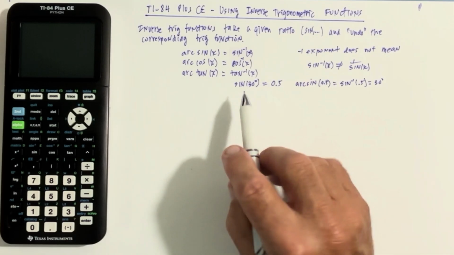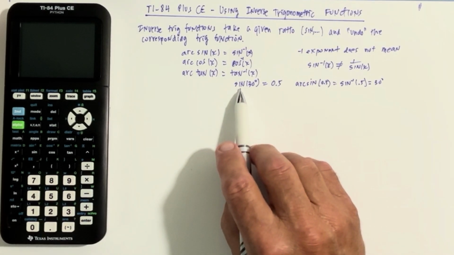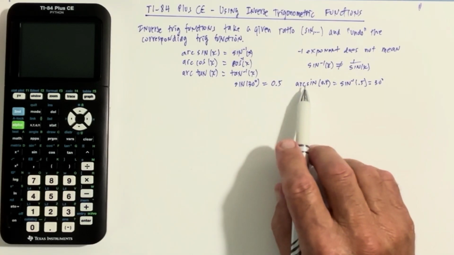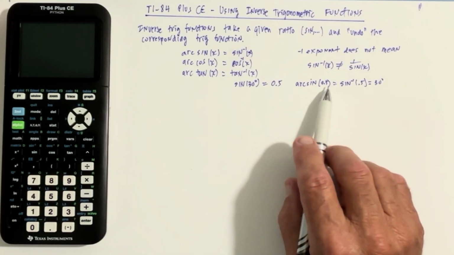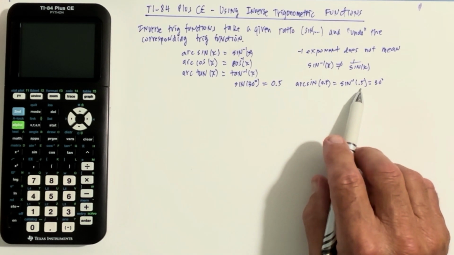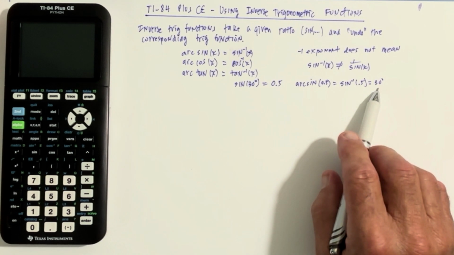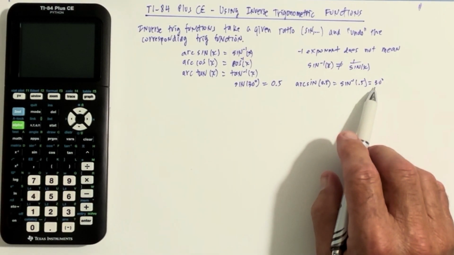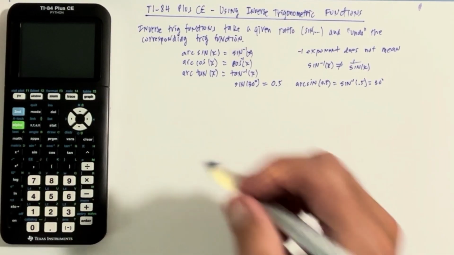Now if we take a simple example, remember from the last video, we did the sine of 30 degrees, and that was equal to 0.5. Now if we take the arcsine of 0.5, or the sine inverse of 0.5, we get 30 degrees. So one undoes the other. Let's take a look at some examples.